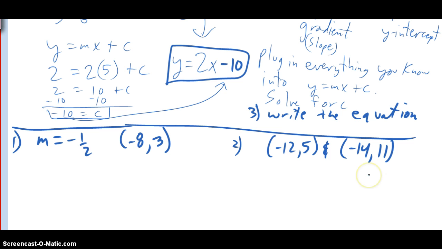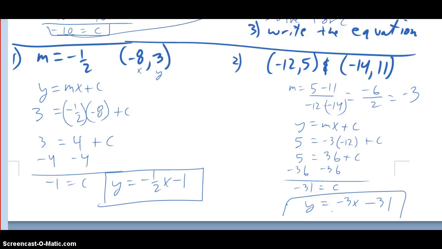Go ahead and pause right now and solve these 2 problems, and then push play to check your work. Pause it now. Okay, and we're back. So I showed the work here, and I have this answer here. For this other one, I found the gradient, plugged it back in, and have this equation here. Notice that I picked the first point, but you could pick the second point. You'd actually get the same answer.